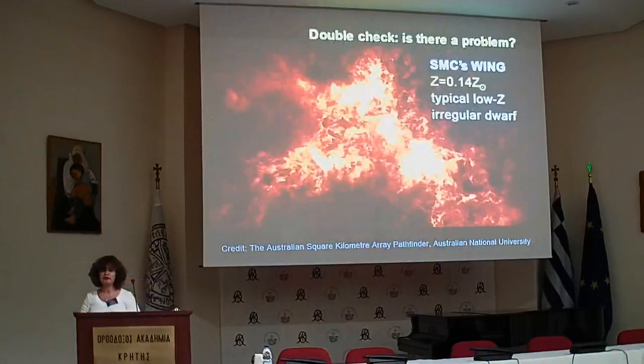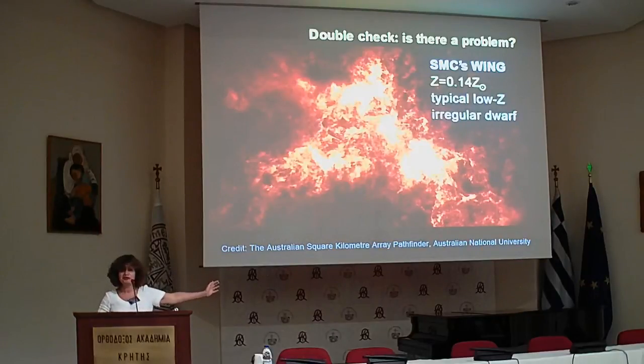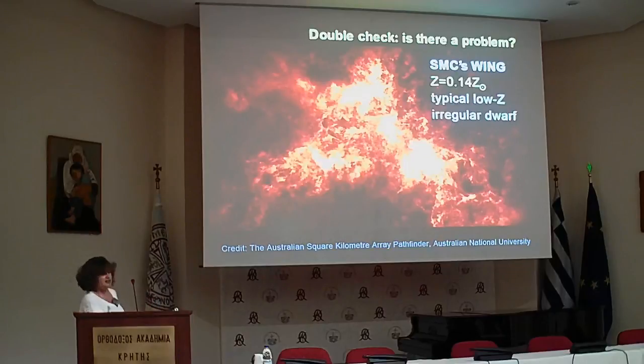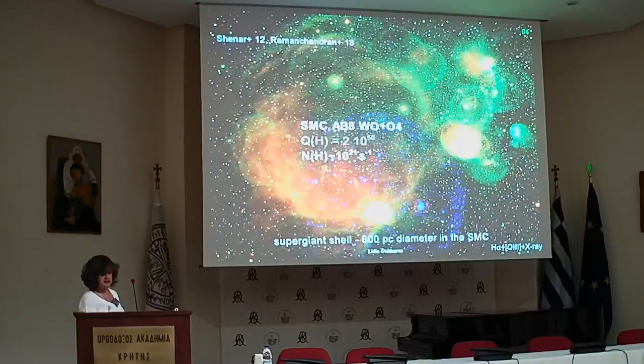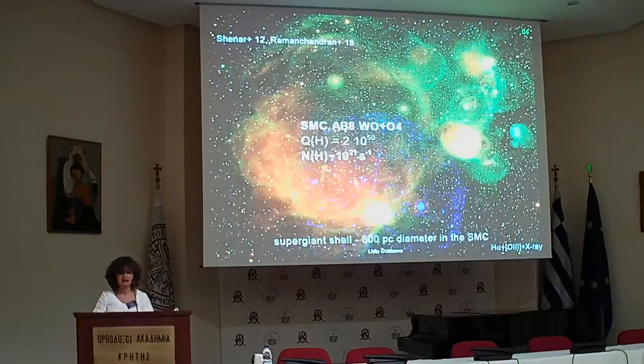But before looking for a solution to a problem, we should check, is there a problem at all? For doing that, I suggest going to our closest low metallicity dwarf, which is the SMC, and specifically to the SMC wing. This is the SMC wing, and this is our low metallicity, very quiescent region where nothing is supposed to be happening. However, there's life in the province, and it's quite busy life, and specifically, this is a supergiant shell in the SMC wing with a diameter of 600 parsec. And we are looking at stars within the supergiant shell.